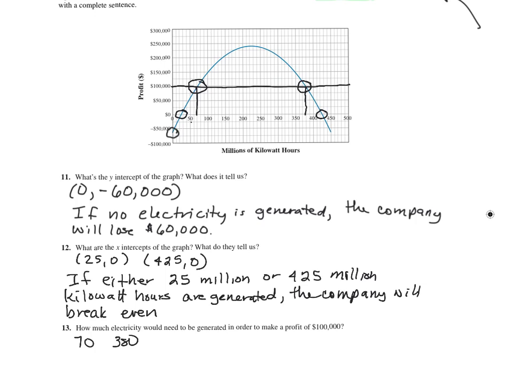So let's say about 70 million or 380 million kilowatt hours will generate that profit of $100,000.